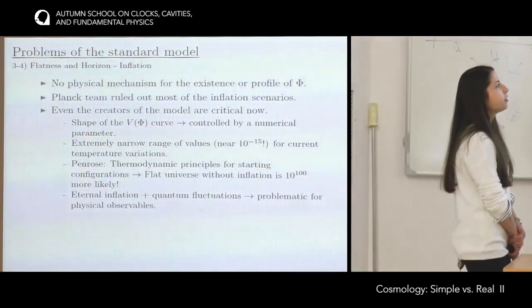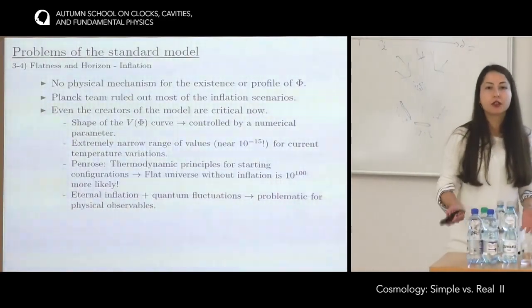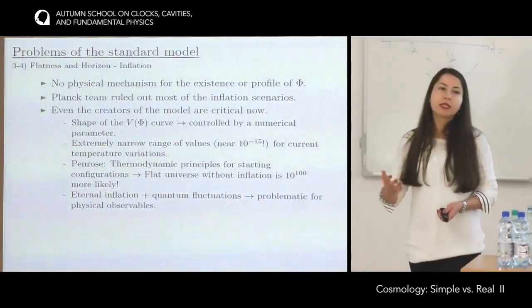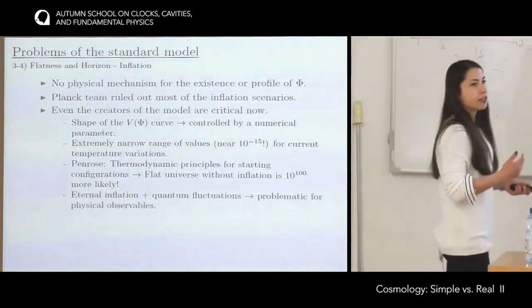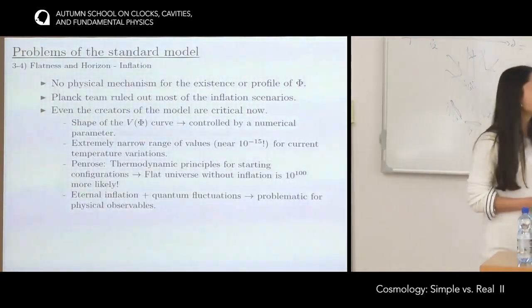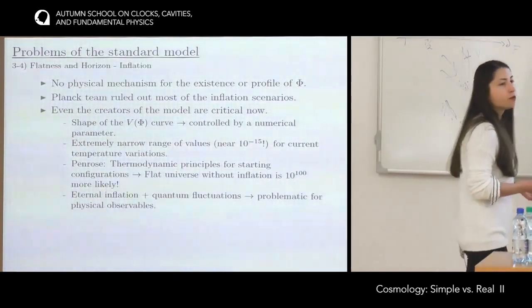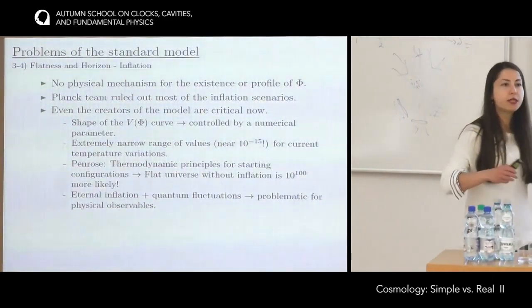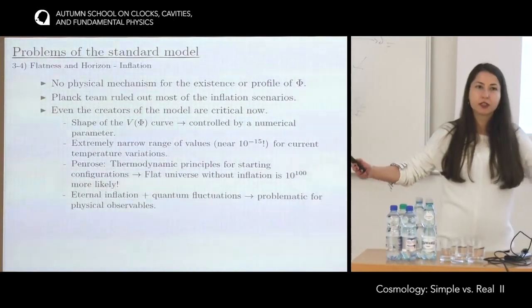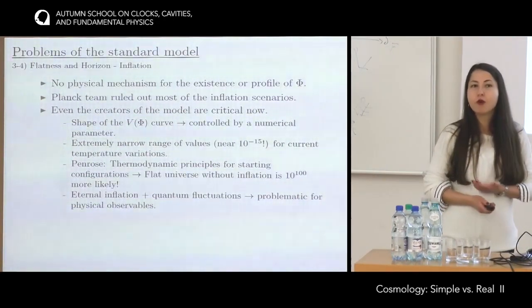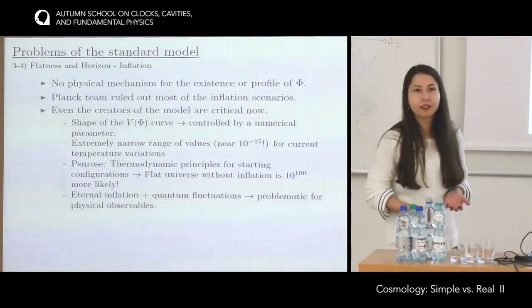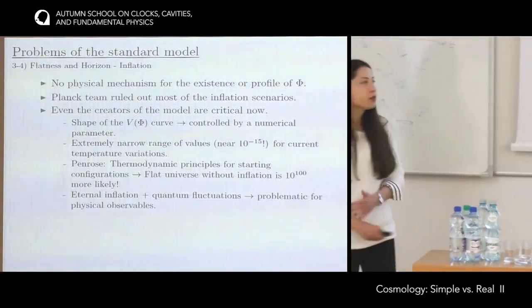And by nature, inflation is actually eternal, and you need to have a mechanism to stop it. So if the inflation is eternal, and initially you have some quantum fluctuations, that becomes problematic for observables, right? Because imagine you have random fluctuations which evolve eternally. That means you have all the probabilities that you can have within the universe.